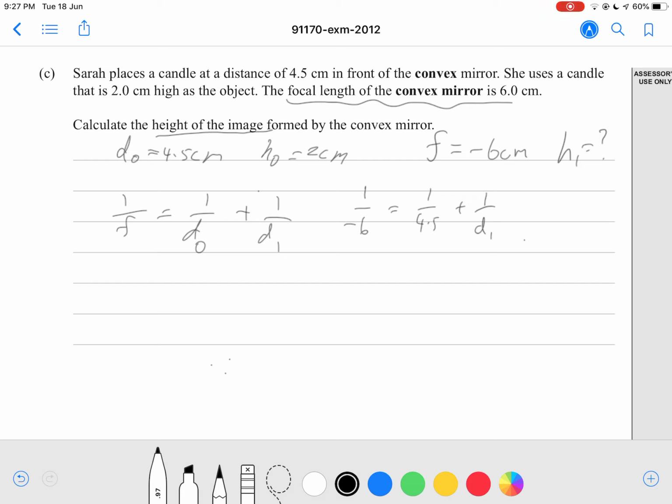In order to do this, we'll be using a calculator. So we're going to say 1 over negative 6 minus 1 over 4.5, and then we're going to do 1 divided by our result to get our di. So 1 divided by our answer will give us our di. Our di comes out to be negative 2.57 centimeters.